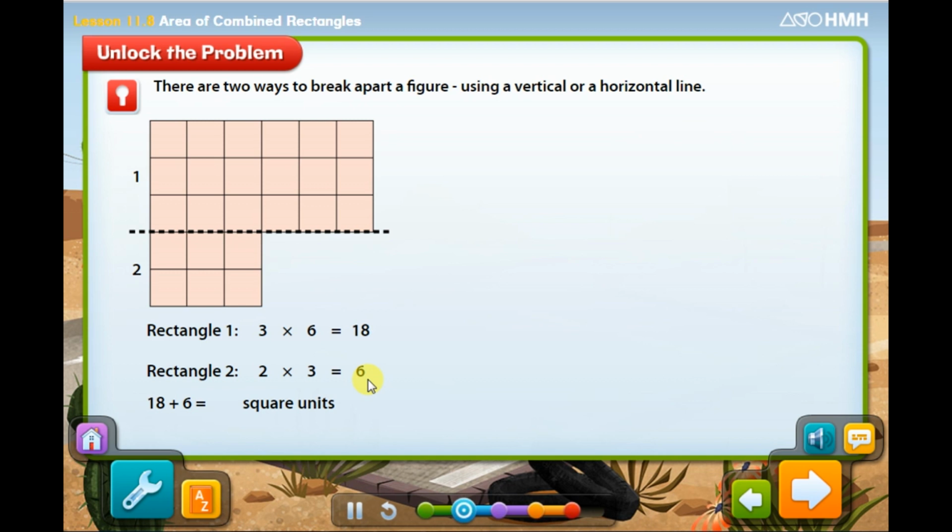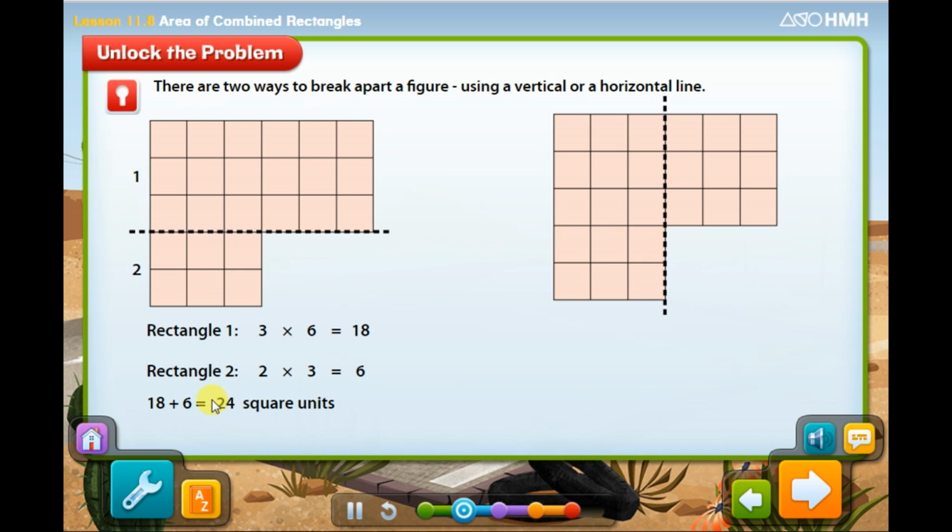Next, add the products to find the total area. Let's add them together. What's the sum of 18 and 6? After 18, count 6. 18, 19, 20, 21, 22, 23, 24. So it would be 24. The total area is 24 square units.